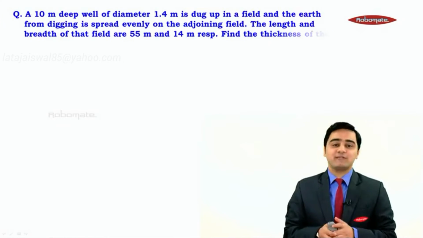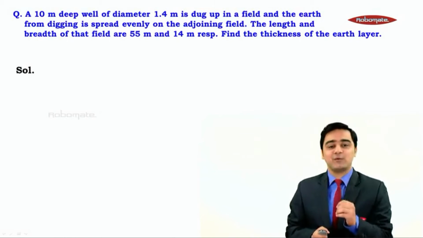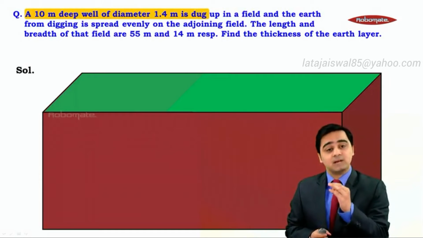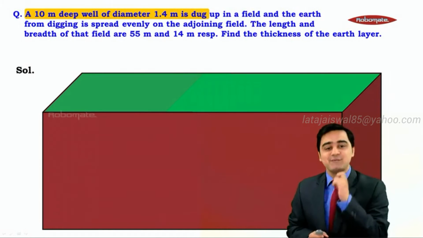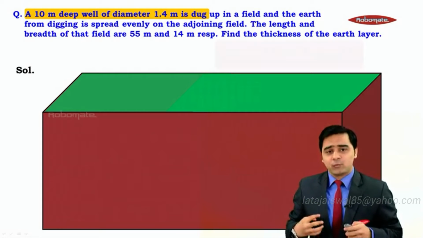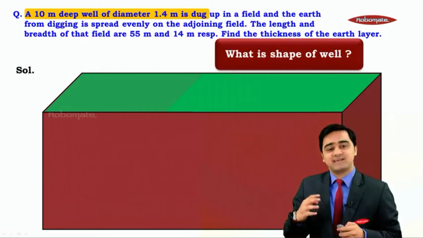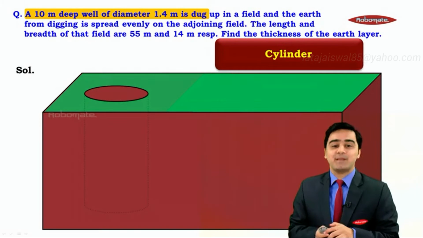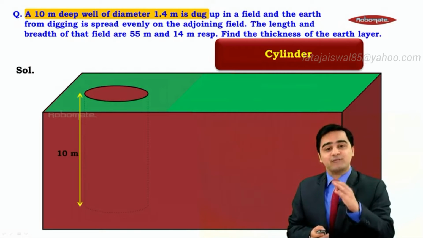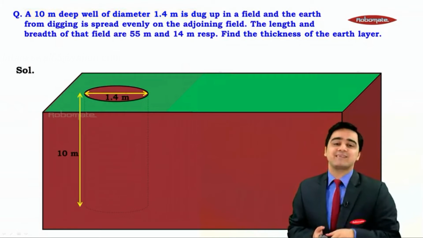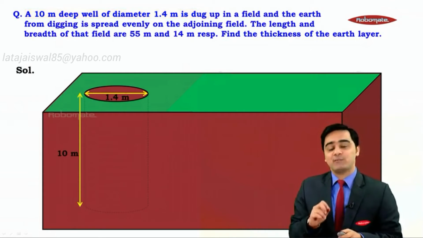The question we have in front of us, let's understand the question with the help of the figure. It says that a 10 meter deep well of diameter 1.4 meter is dug up in a field. Now my dear students, what is the shape of a well? Yes, it is a cylinder. So observe, this is the cylinder which is dug up in a field. The height of the cylinder is 10 meter and the diameter of the cylinder is given as 1.4 meter.